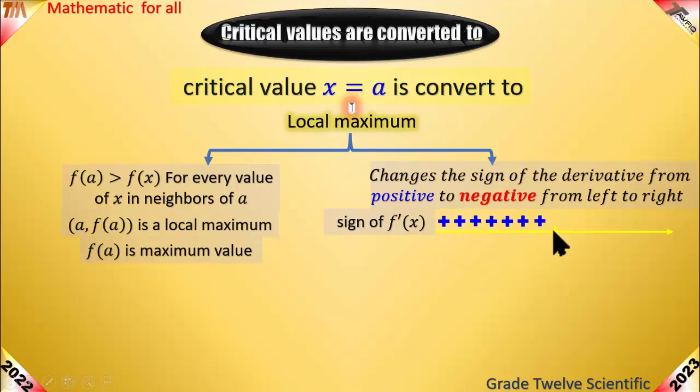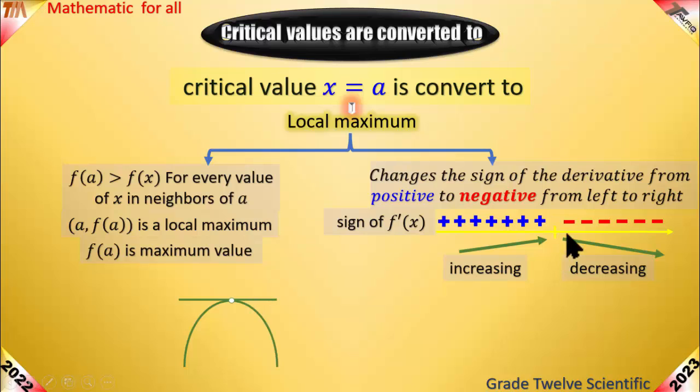If this one is a critical point, and at the left the sign of f prime of x is positive, that means the function is increasing, and at the right side the sign of the derivative is negative, that means f of x is decreasing, this point is called a local maximum.